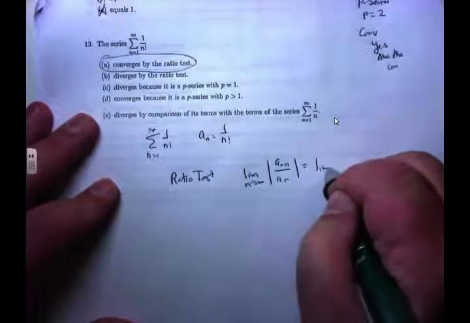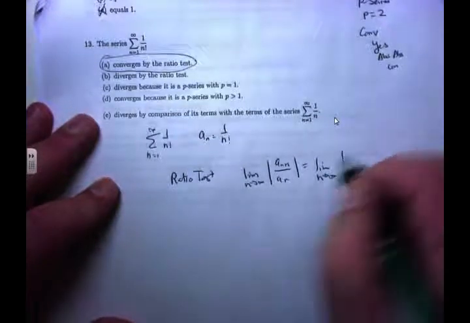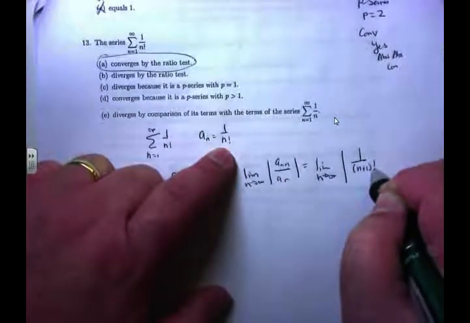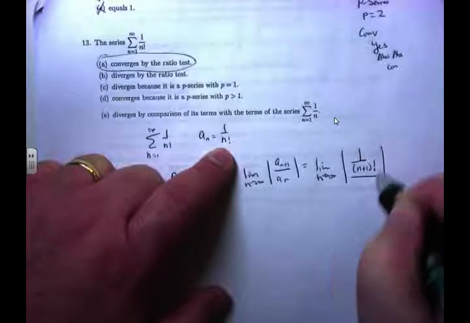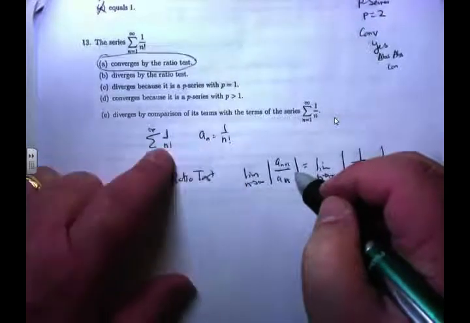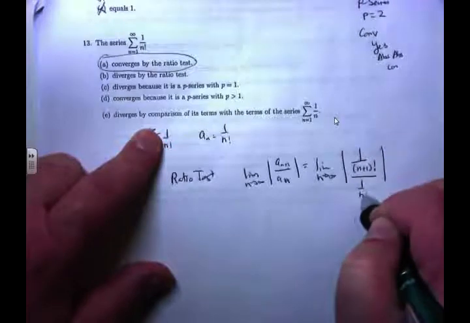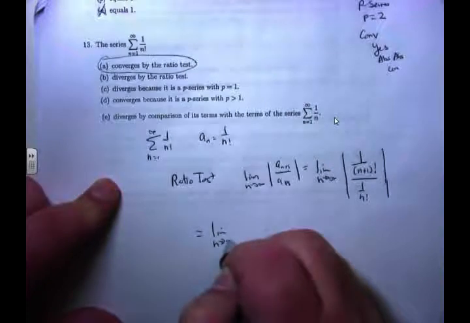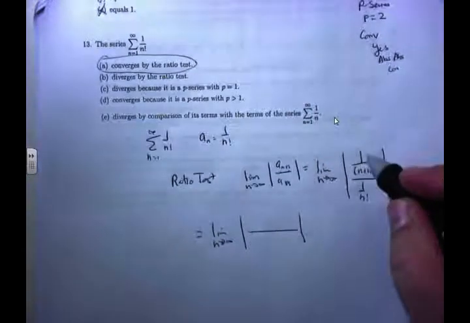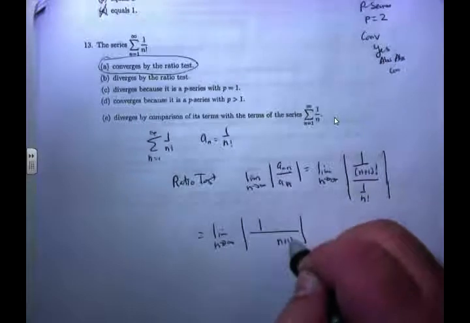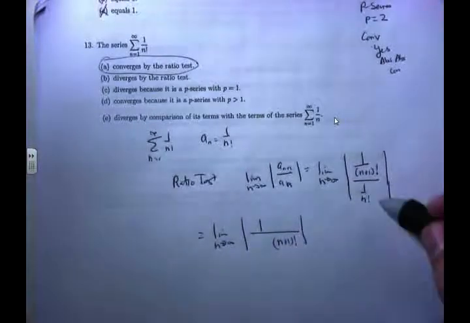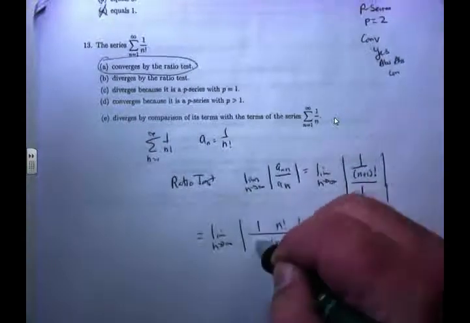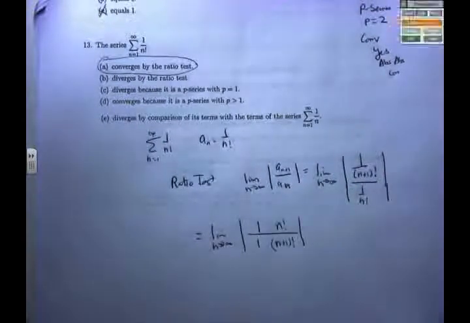This would be equal to the limit as n approaches infinity of the absolute value of a_(n+1). I replace all the n's with n plus 1's. So that would be 1 over (n+1) factorial, divided by the a_n term, which is the actual sequence part of your series, 1 over n factorial. Then you clean them up. This is the limit as n approaches infinity, absolute value. This is a fraction. It is 1 over (n+1) factorial. But when you divide by a fraction, you flip and multiply by the reciprocal. So the n factorial will show up in the numerator, and the 1 shows up in the denominator.